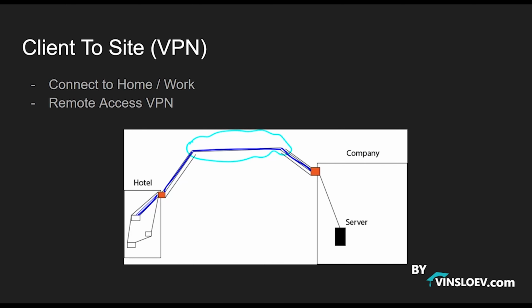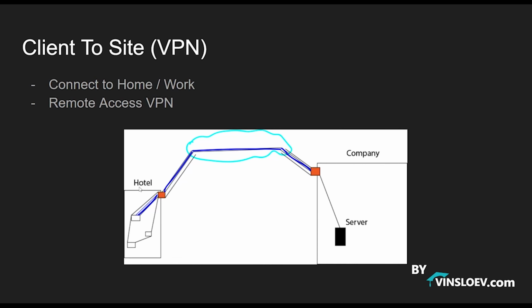So client to site is where we as a user connect either to our home network or our workspace. It can also be to our club if we are a member at some club that has a private network. Basically, we connect as a user to another network, and we are doing that remotely. So, remote access VPN.